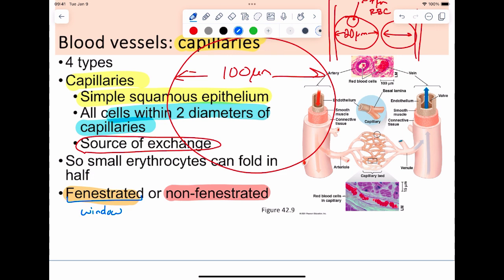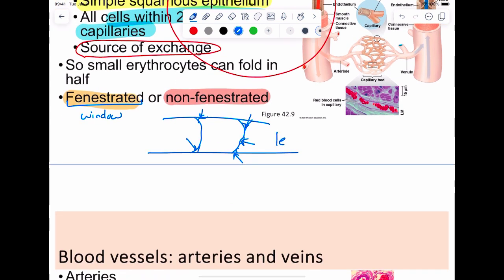So fenestrated would mean if I were to look at this capillary, I can make out little cracks in it. That's all we mean by fenestrated. There's little spaces in between the cells. Why do we care? It's leakier. That's not leakier. There we go. That's leakier. These little holes allow for more fluid to leak through. Got it.